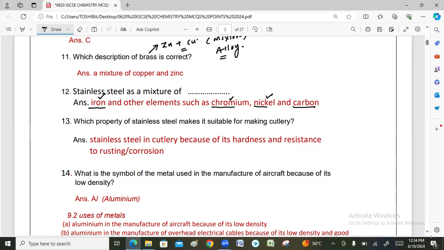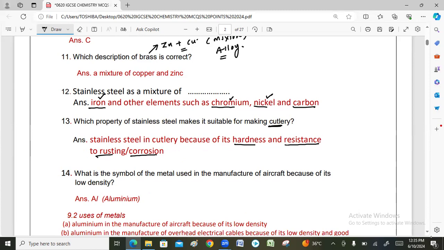Which property of the steel makes it suitable for making cutlery? So stainless steel is used in cutlery because of its hardness and resistance to rusting or corrosion. This is a specific answer: whenever stainless steel is used as cutlery, the first thing is that it is hard, because stainless steel is an alloy. Alloys are comparatively hard as compared to their metals, and it is resistant to corrosion.